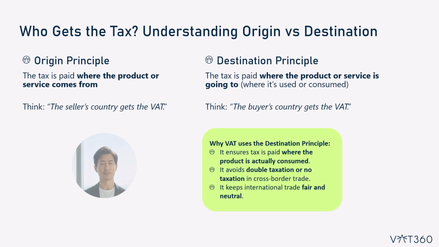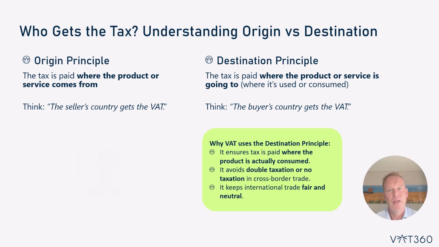All right. But if I sell from Germany to a customer in France, who gets the tax? Germany or France? Thanks for raising that question, Alex, as this is a great scenario to explain the destination versus the origin principle. Under the origin principle, the seller's country keeps the tax, but VAT often follows the destination principle, resulting in the buyer's country getting the tax.